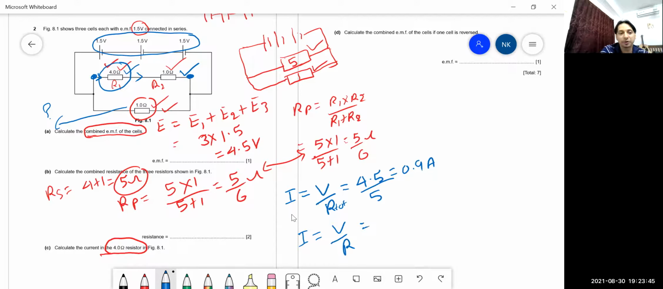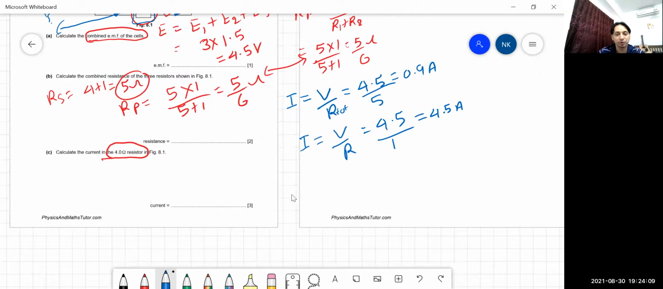What is the voltage across this resistor? The same voltage that is given by the battery, because this 1 ohm resistor is also in parallel. So V is 4.5 and R, now this 1 ohm is a single resistor and its resistance is 1. So this is 4.5 ampere is the current passing through the 1 ohm resistor.